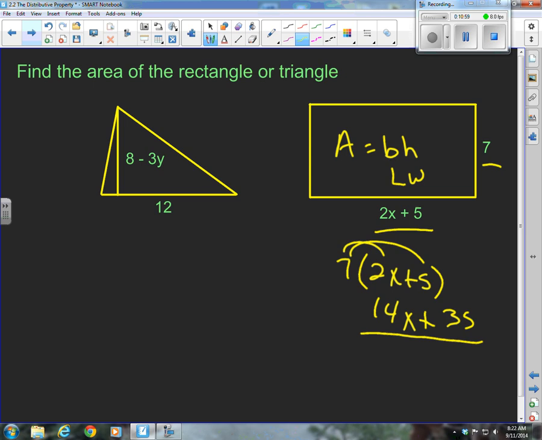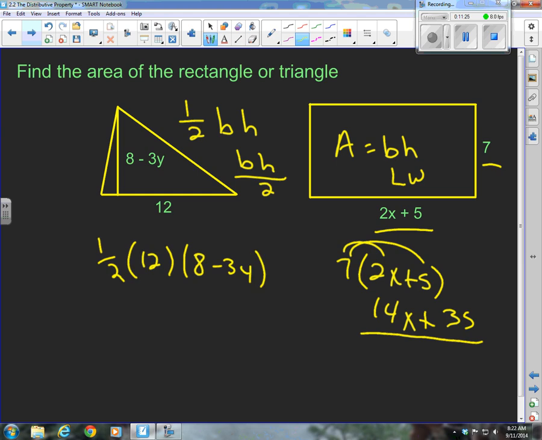Okay, remember a triangle, it's 1/2 the base times the height, or it's base times height over 2, which is the same exact thing, however you choose to do it. Let's do 1/2 base times the height. 1/2 times 12 times 8 minus 3y. Now here, these are all multiplied together. This, this, and this. I don't have to multiply 1/2 by this and 1/2 by this. I can just multiply 1/2 to this. So 1/2 times 12 is 6 times 8 minus 3y.